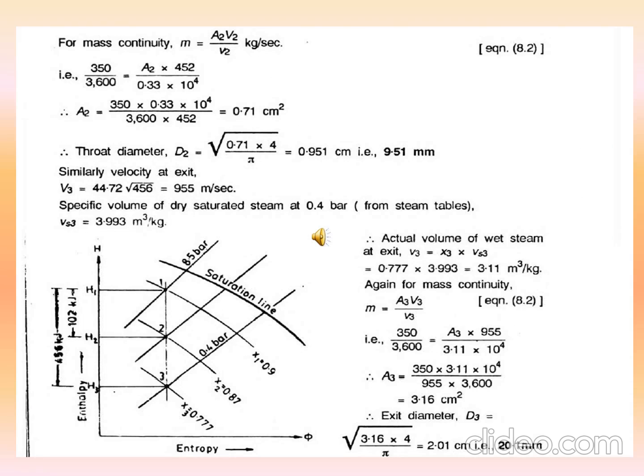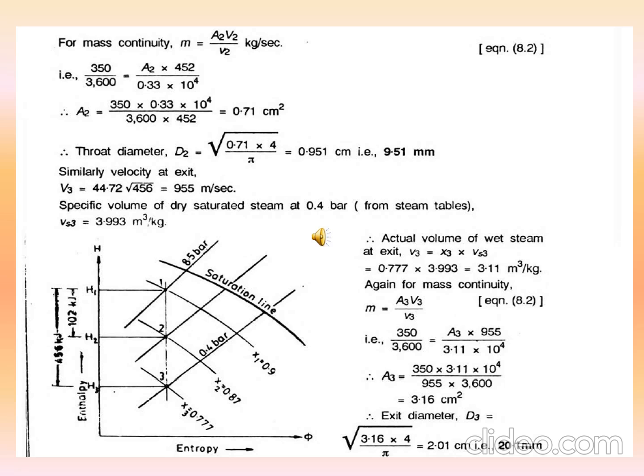What is the value of m in this question? It is given as 350 kg of steam per hour. So 350 divided by 3600 equals A2 into 452, the velocity value we got from the previous slide, divided by 0.33 into 10 to the power 4. In the last slide we got the actual volume of the wet steam, 0.33 meter cube per kg. That value we have to put in this equation.